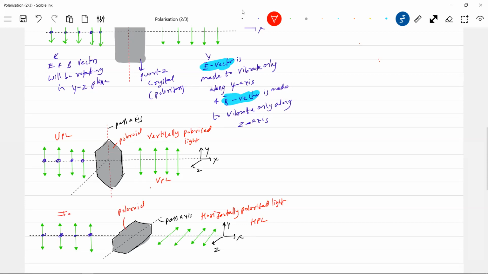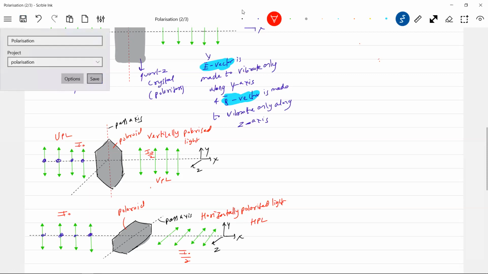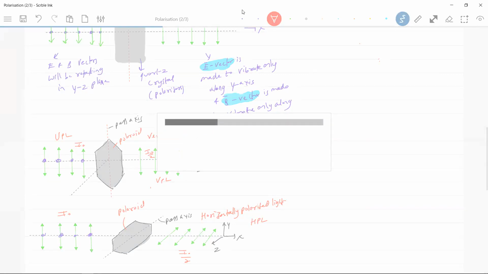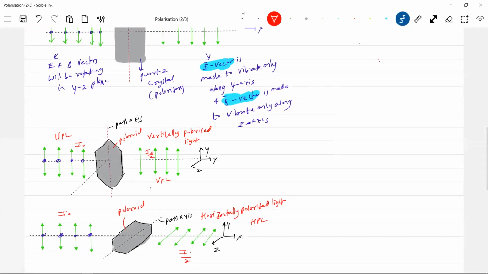Intensity how much? I naught. It is I naught by 2. Okay, that is the basic idea of polarization. Anybody having doubt, you can ask me. Then I'll proceed to the next two concepts. We'll finish off this chapter.